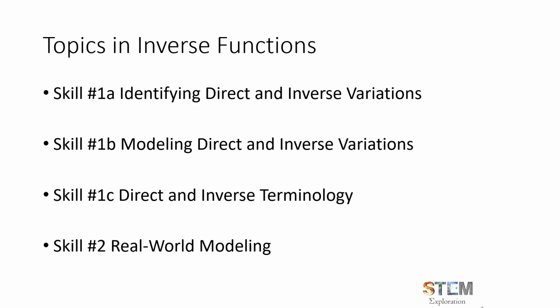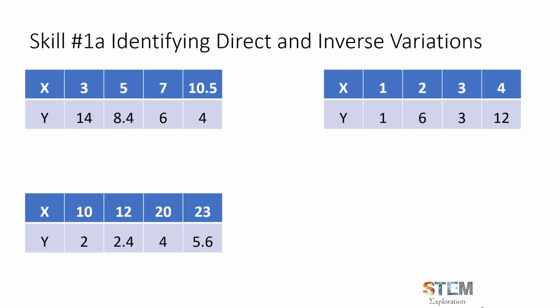So to get started here, we'll talk a little bit about how to identify direct and inverse variations. We'll briefly talk about how to model them, how to apply that terminology when it's used to describe relationships between variables, and then finish with a real-world modeling question. So without further ado, I want to get started here with talking about some of these basic examples.